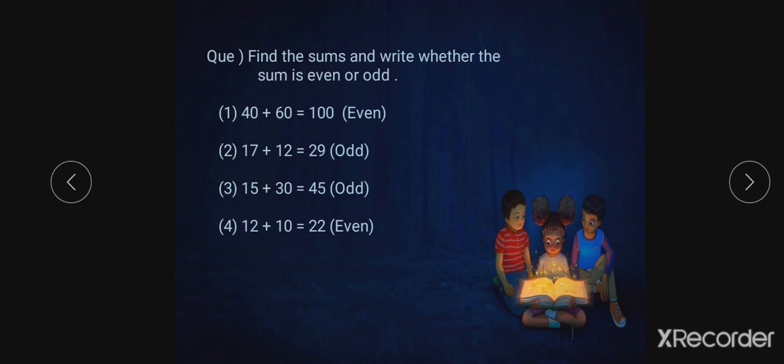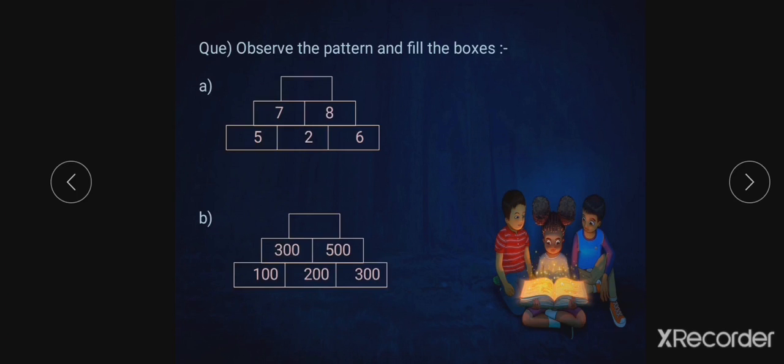Okay, children, moving on to the next topic. Different kind of pattern you can see here. As you can see, a pyramid kind of a structure is there. Here the top number is coming by some kind of operation that you will apply to the bottom two numbers. For example, what operation will you apply to 5 and 2 that you get the answer 7?